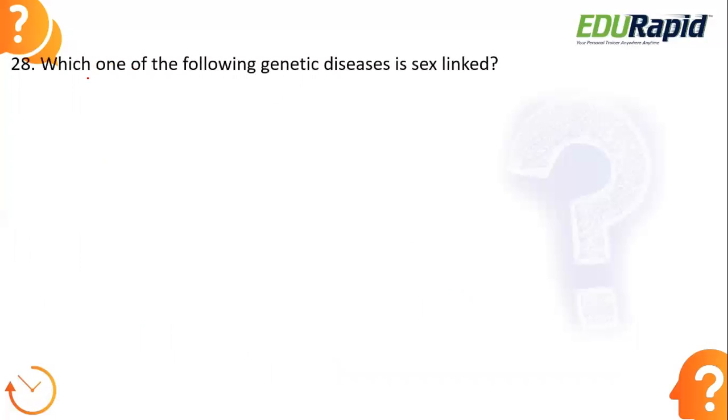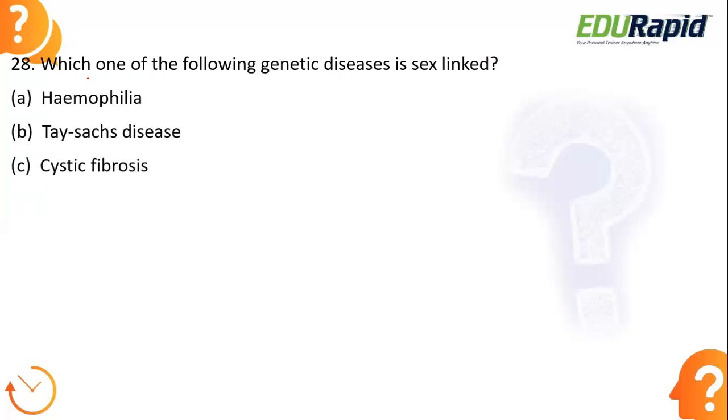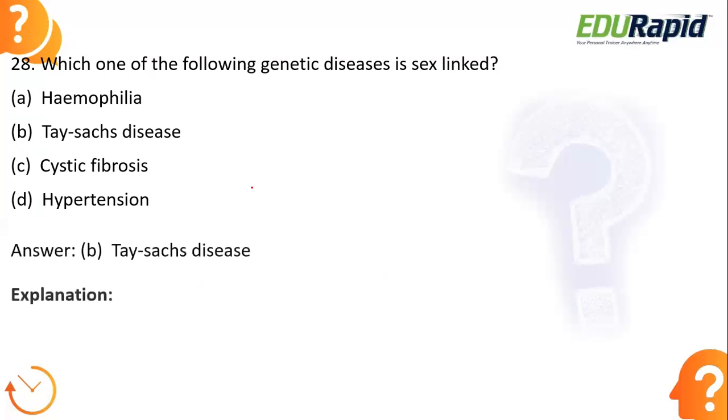The next question: which one of the following genetic diseases is sex-linked? Hemophilia, Tay-Sachs disease, cystic fibrosis, hypertension. And here the right answer is option B, Tay-Sachs disease.